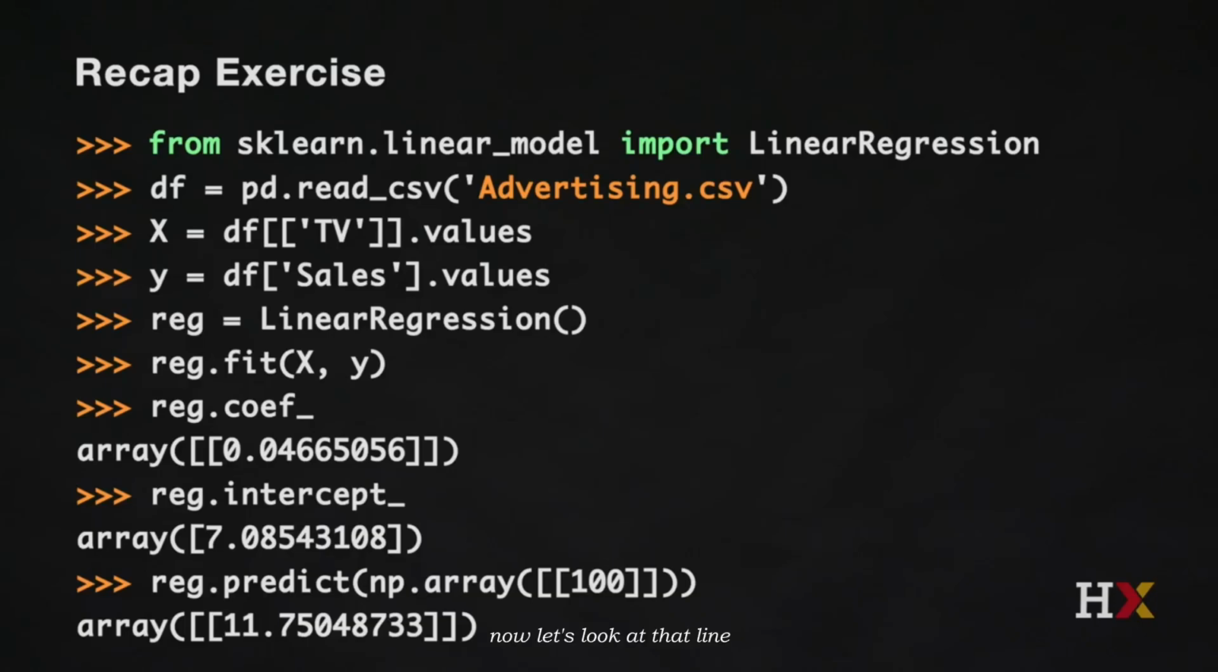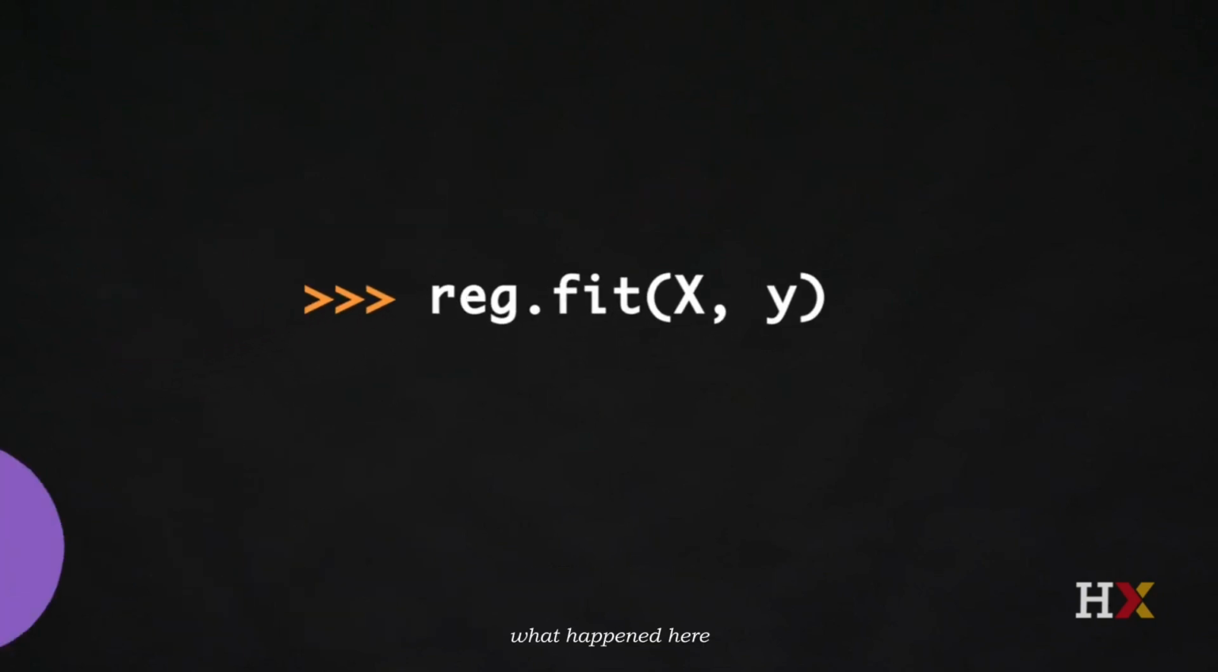Now let's look at that line, reg.fit(X, Y). What happened here? We never explained what is happening there. We just said we're going to find the best beta 0 and beta 1. It seems to me that we're hiding a lot of things under the rug, and we should investigate and see what happened in the .fit method.